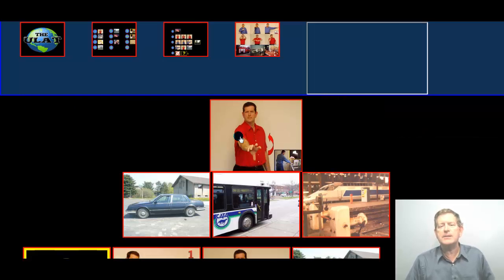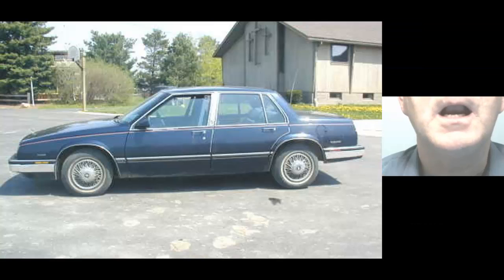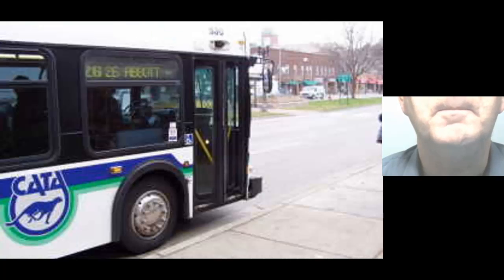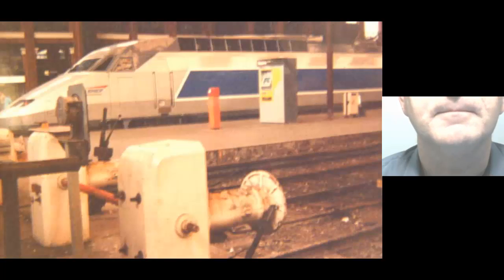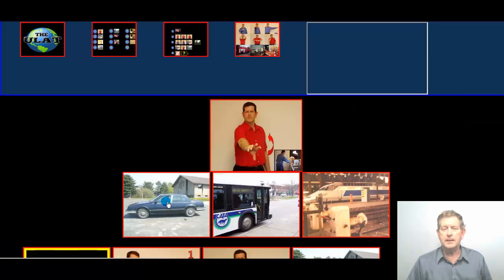And last of all, this is to take, and these are types of transportation that you can take. You can take a car, you can take a bus, or you can take a train, okay? So let's watch the pronunciation of these words. Car. Bus. Train. So you can take a car, a bus, or a train.